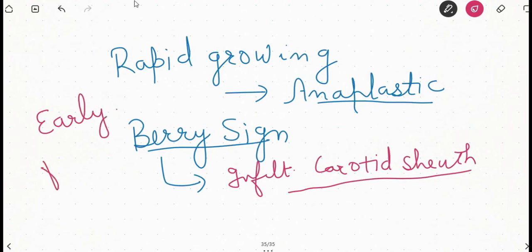The diagnosis is established by FNAC. Due to the gross infiltration into the vital structures in the neck, such as common carotid artery and trachea, the resectability rate is low. So the post-operative radiotherapy is given as palliative treatment. So what is the treatment? It is the post-operative radiotherapy.